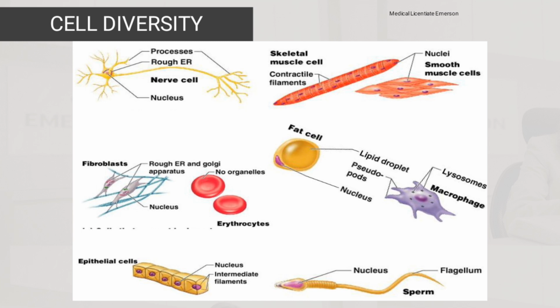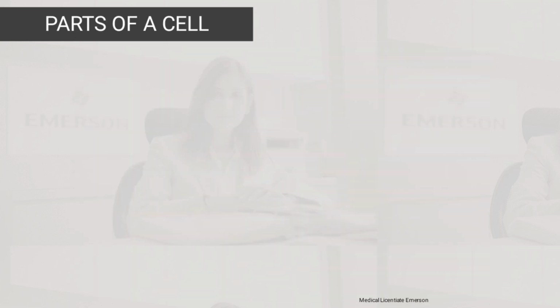Okay, so this is about cell diversity, different types of cells, which you mentioned in your previous introduction in anatomy and physiology. These are the cell diversity: nerve cells, fat cells, epithelial cells, and whatnot. Then, parts of a cell.